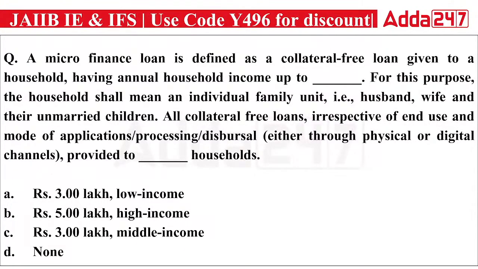Okay, now a microfinance loan is defined as a collateral-free loan given to a household having annual household income up to dash rupees. For this purpose, the household shall mean a single family unit that will count husband, wife, unmarried children. All collateral-free loans irrespective of end use and mode of application provided to dash household. Now you have to answer what the annual income criteria is to get the microfinance loan, and second, which kind of income household the loan will be for.